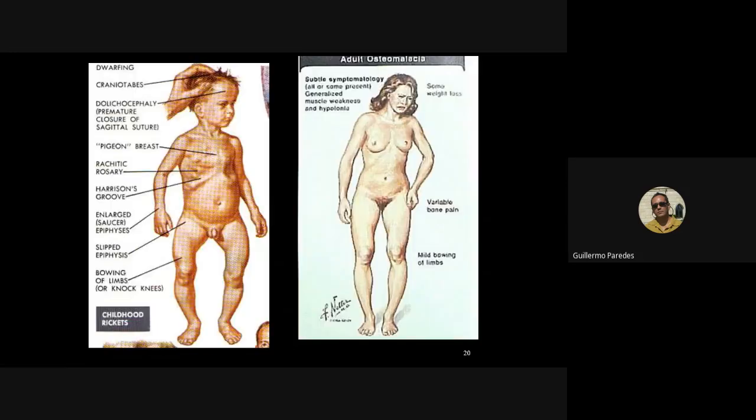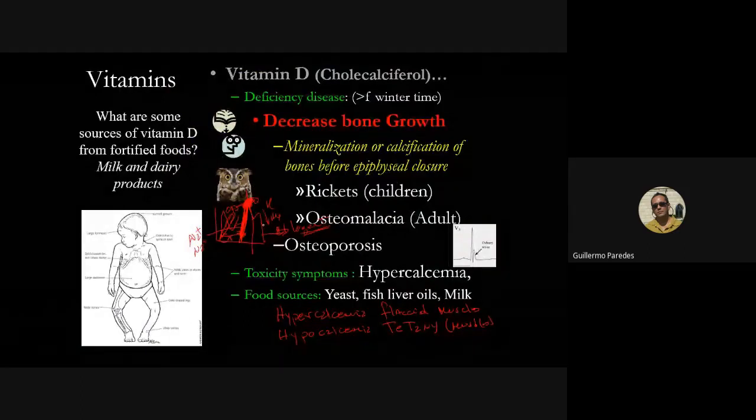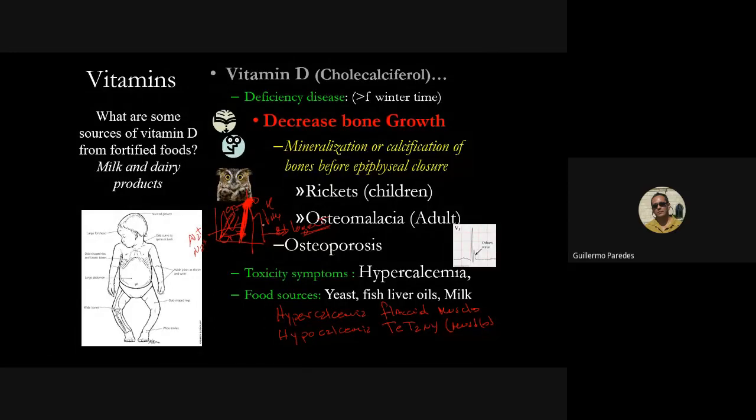Is that clear or not? Okay, so you have to remember: hypercalcemia, flaccid muscles; hypocalcemia, tetany, the detrusor muscle, Chvostek's sign. So there are many signs and symptoms that you need to ask about in your med-surg, by the way.